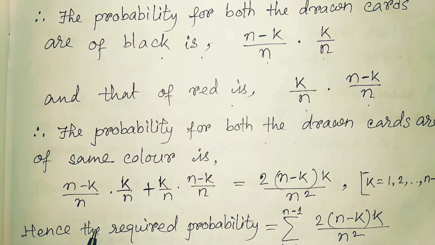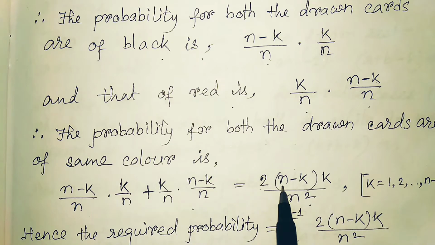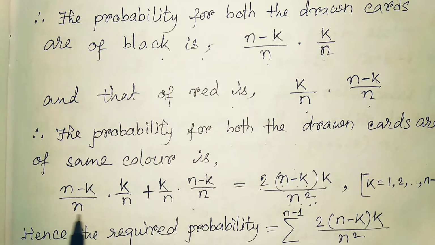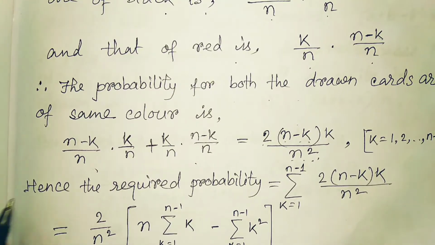It is definitely either both are black or both are red. So if we add these two probabilities, then we will find out the required answer. So this is 2 into (n minus k) into k divided by n square, if we just simplify this one. So hence the required probability is what?